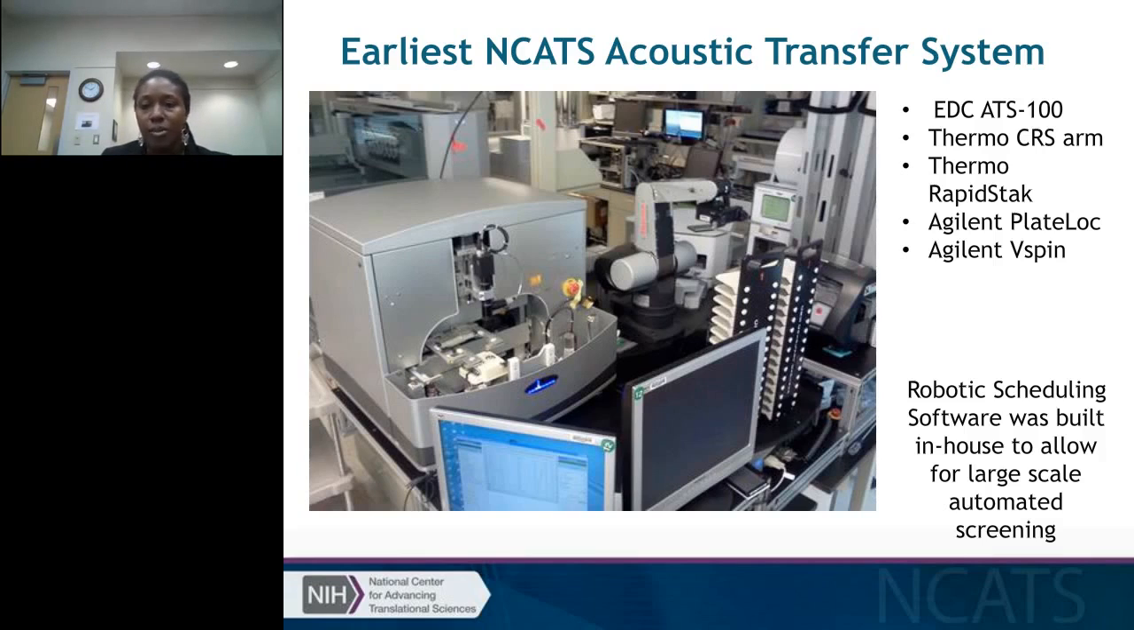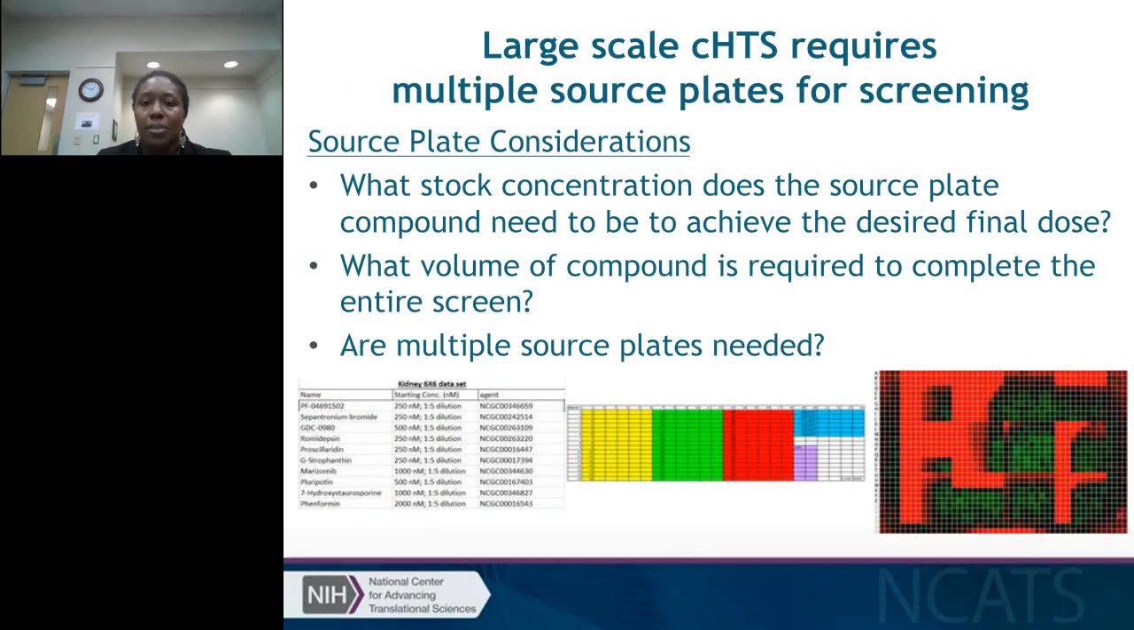So this was our very earliest acoustic transfer robotic system. The next major hurdle was that the system was very successful, but the amount of screening we were doing was getting larger and larger. So we had to start creating assays with multiple source plates. Why do we need multiple source plates?